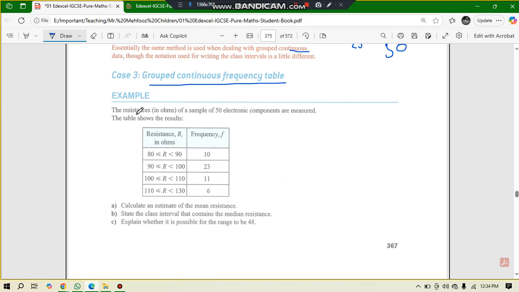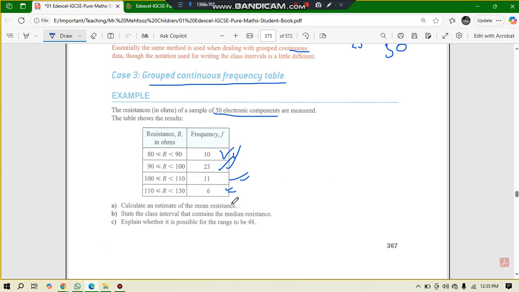So in this example, the resistance in ohms of a sample of 50 electronic components is measured. The table shows the results. 80 to 90 ohm resistance has 10 resistors, 90 to 100 has 23 resistors, 100 to 110 has 11 resistors, and 110 to 130 has 6 resistors, right?